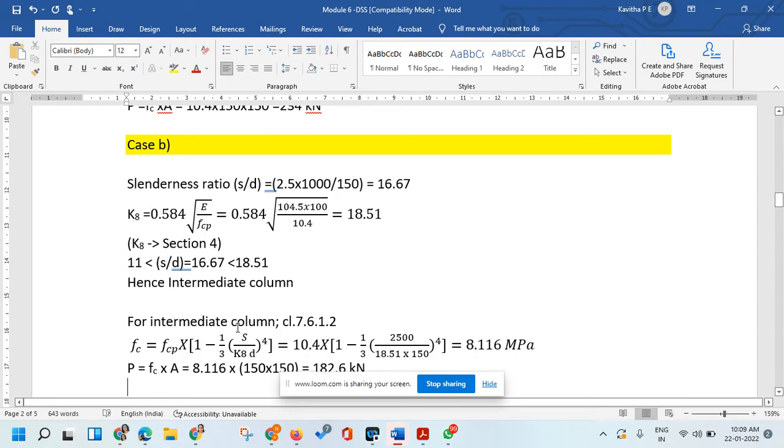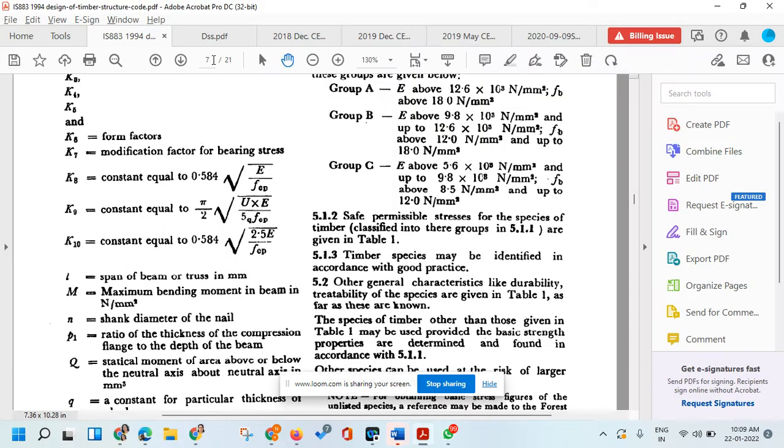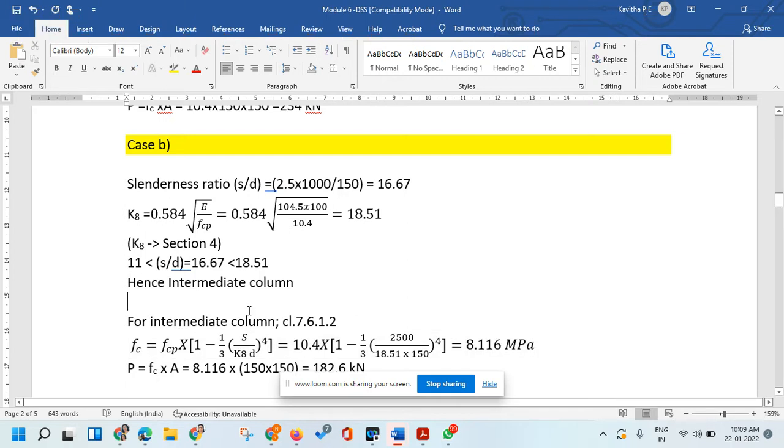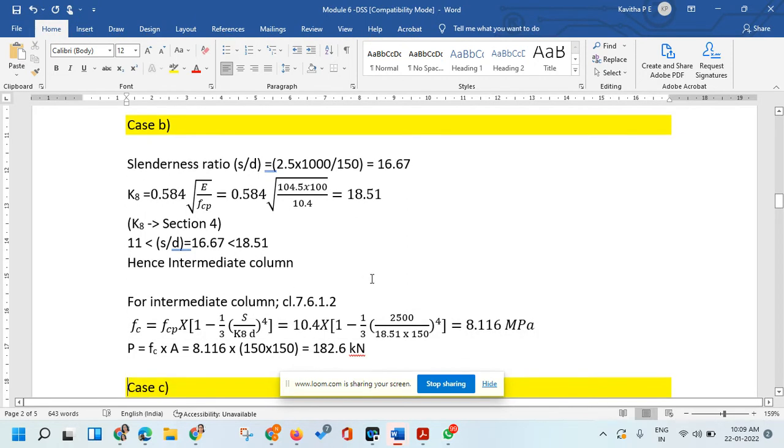Now, since we have identified it as an intermediate column, we have to go back and get the equation to calculate the stress value of intermediate column. Here you can see FC is FCP into 1 minus 1 by 3 into S divided by K8 D raised to 4. So substitute in that equation. FCP value is 10.4 for any wood. Then S is 2500, K8 we have calculated as 18.51, and D is the least lateral dimension 150. And thus I get FC value as 8.116.